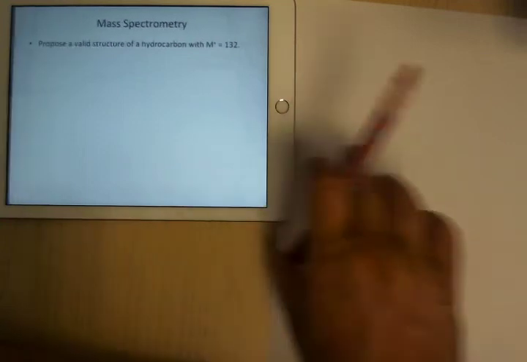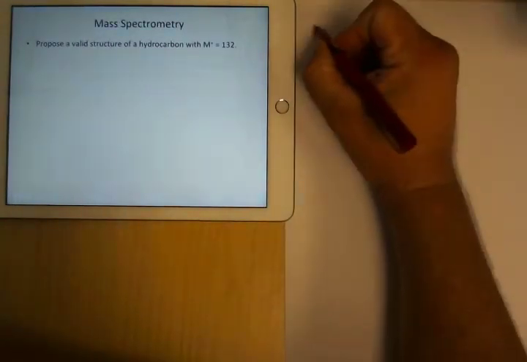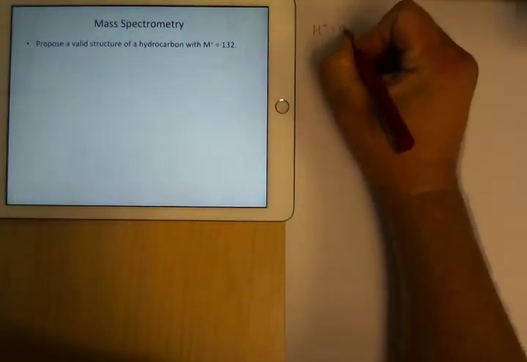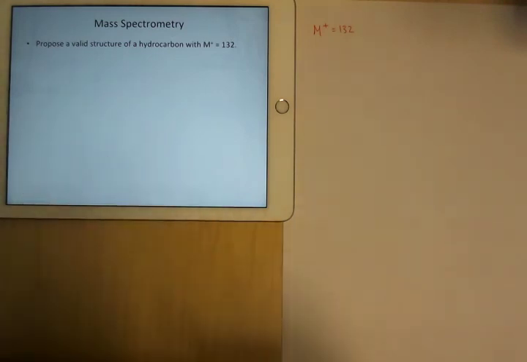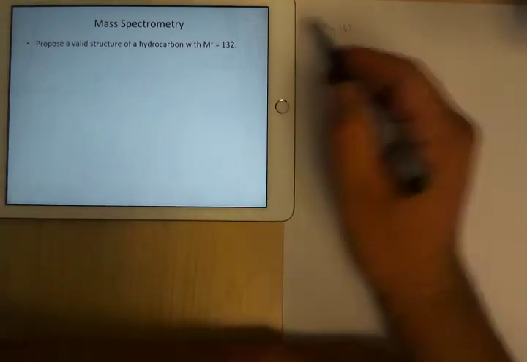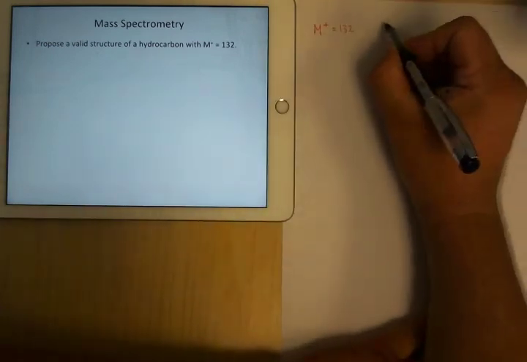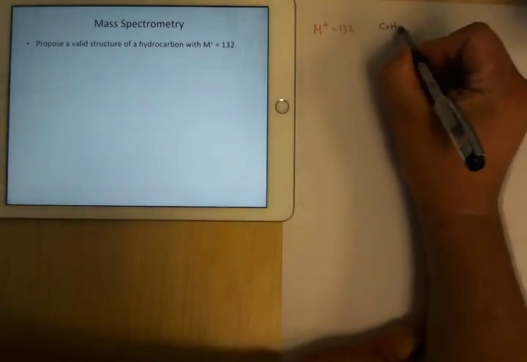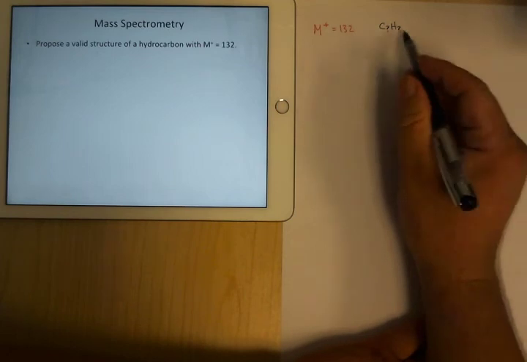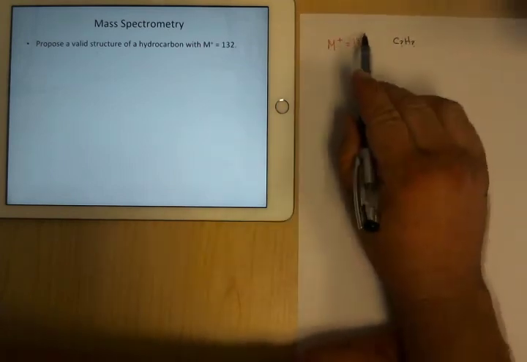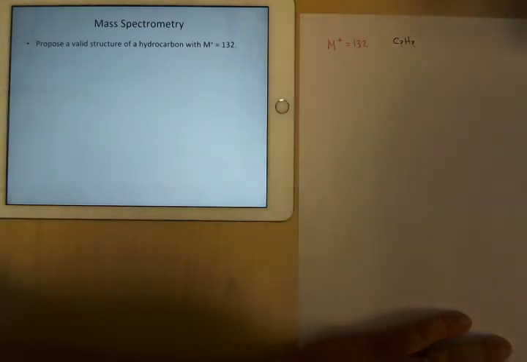Well, I'll show you. Say the mass is 132, and the question is to propose a valid structure. The first thing we have to say is that we know it's a hydrocarbon, so it's some number of carbons and some number of hydrogens, and that's taken up into the 132 value.